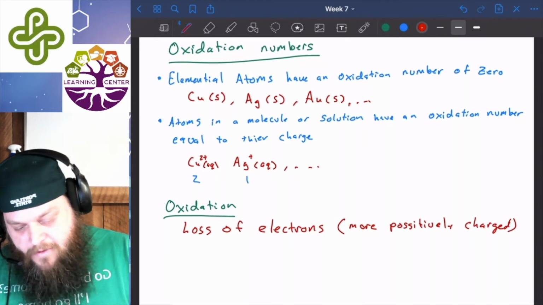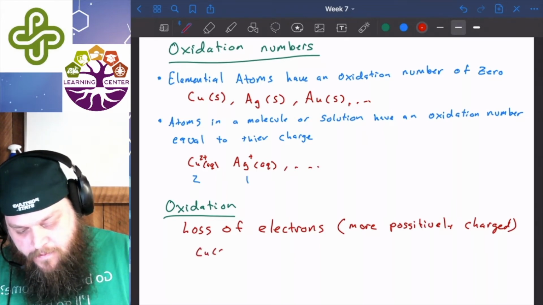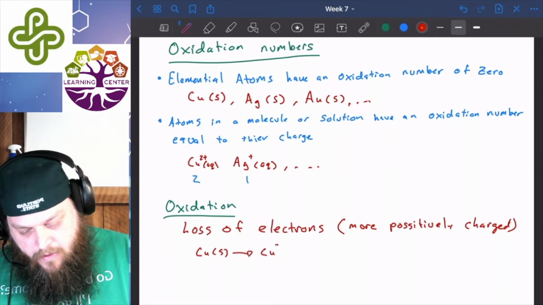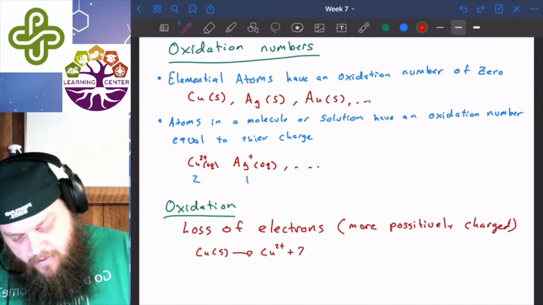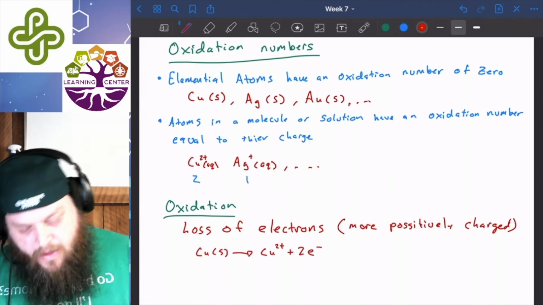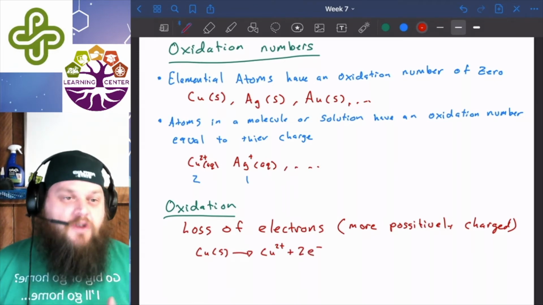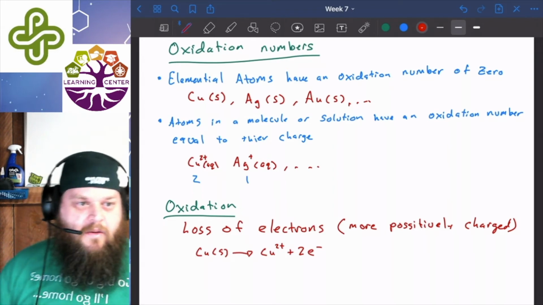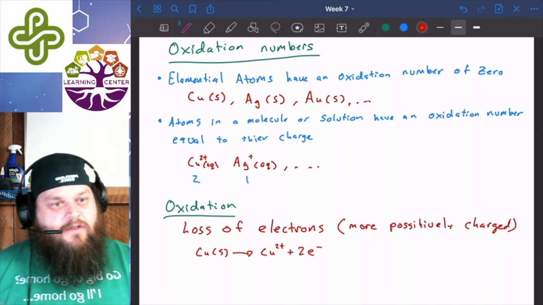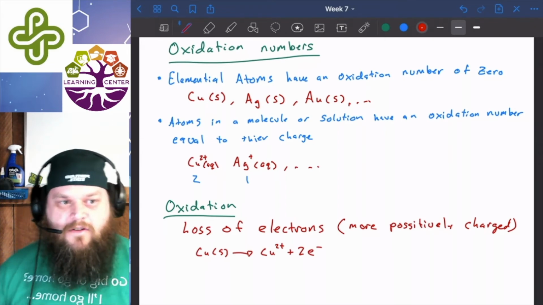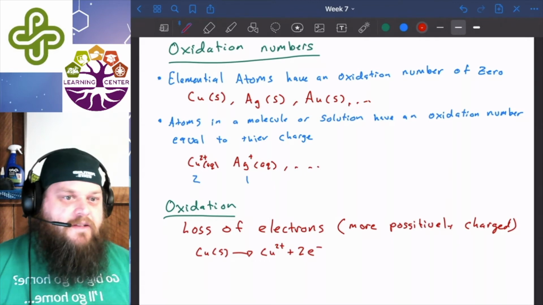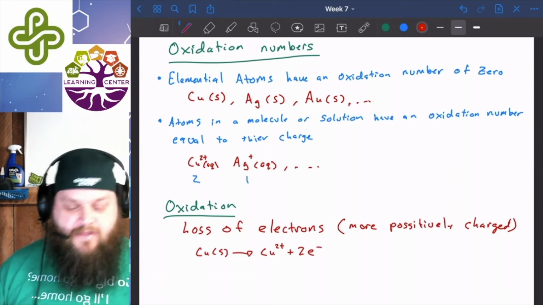So, for example, if you have solid copper turning into copper 2 plus, it would also produce 2 electrons. Let's write that properly, 2 in front, e minus. You notice that we have a balance of charge on both sides of the equation now. On the left side we had neutral charge, on the right side we have copper 2 plus, so we add 2 negatively charged electrons so the net charge on the right side matches the net charge on the left side.